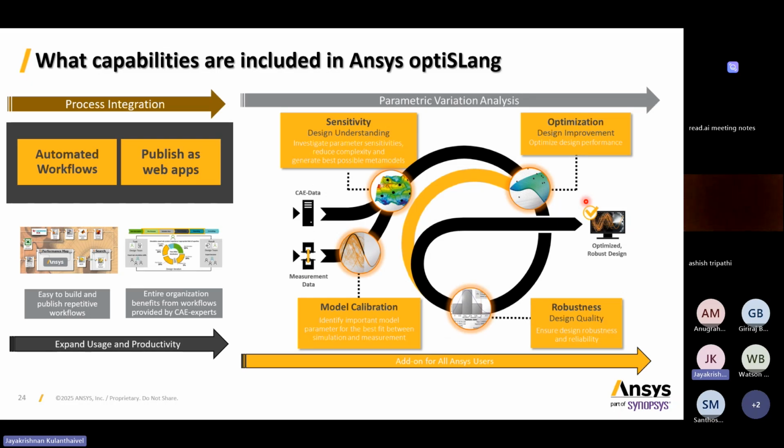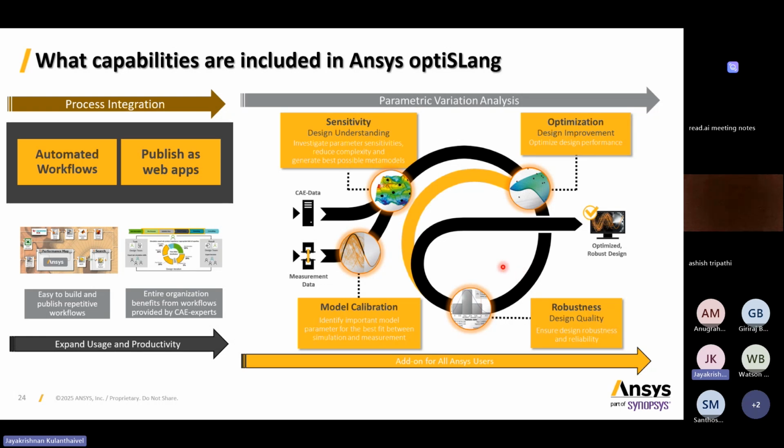And this is kind of a workflow. The first thing is to create an automated workflow with the physics tools, and then you can also publish those workflows as web apps. Once you have created a workflow, the next thing will be parametric variation analysis. Based on the parametric variation, you will be doing analysis of your design. The first one will be sensitivity.